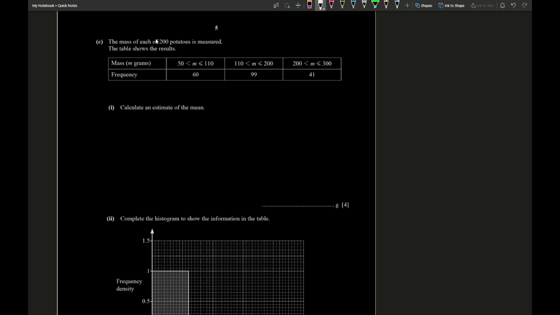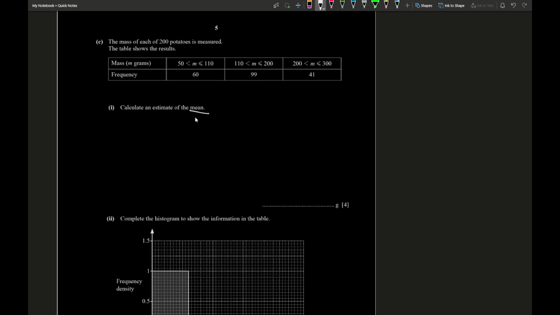Okay, part C. The mass of each of 200 potatoes is measured. The table shows the results. We have the mass of the potato from 50 to 110, 60 potatoes. From 110 to 200 is 99 potatoes, and 200 to 300 is 41 potatoes. Okay, for part i, calculate an estimate of the mean.